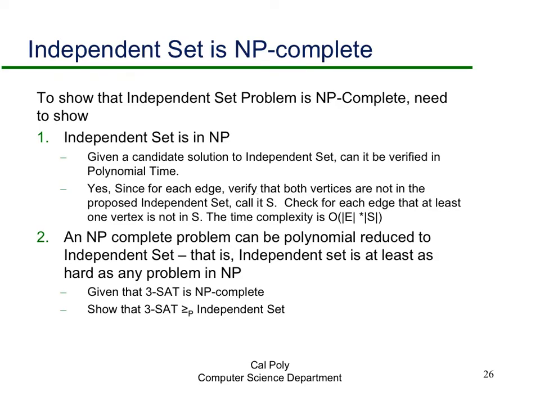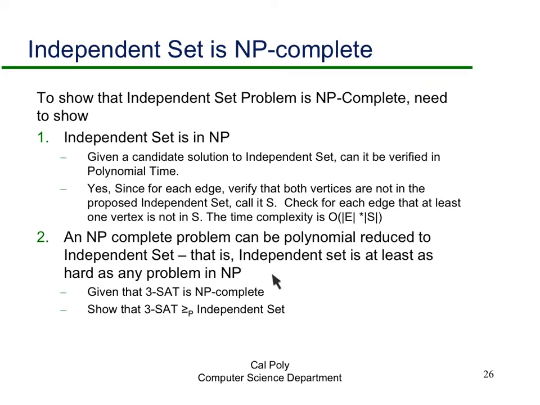It's pretty easy to see that if you have a set of vertices S, you can check whether it's an independent set or not just by looping over the edges in the graph and making sure that at least one of the vertices of each edge is not in S. There are other ways to do it, but the time complexity of this way is simply the cardinality of the edges times the cardinality of the set S. This is sort of a brute force approach, but we don't really need efficiency here. We're just trying to show, in fact, that independent set is in NP.